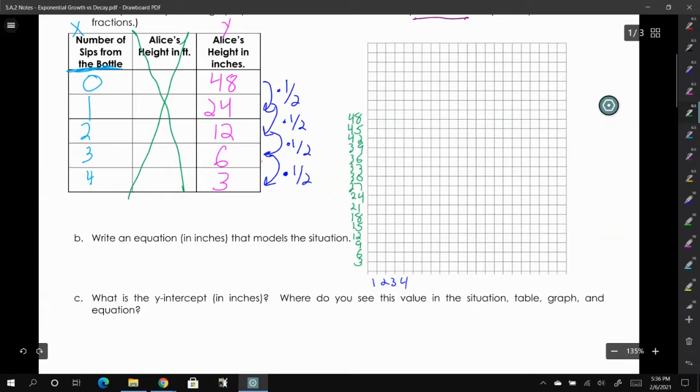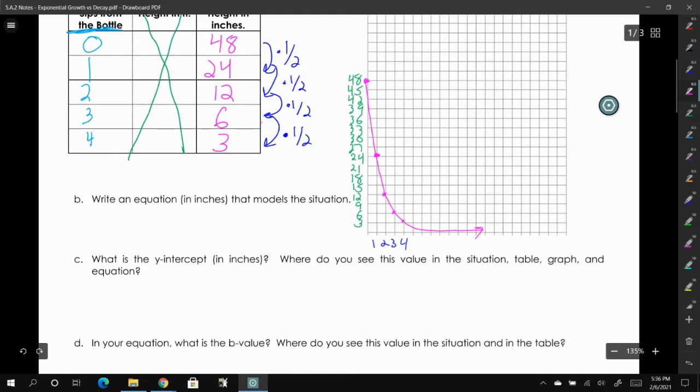Okay, we're starting at 48. And then we're going down to 24. And then we go down to 12, then 6, then 3. So this graph looks like this. You see, it's going to get closer and closer to 0. And we're going to write an equation based off of this.